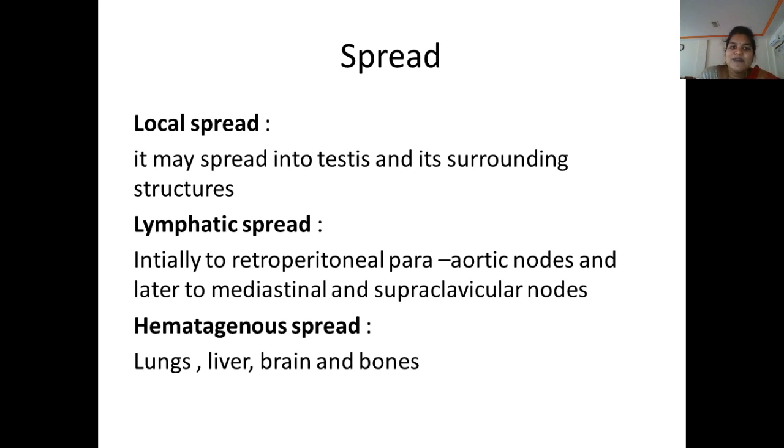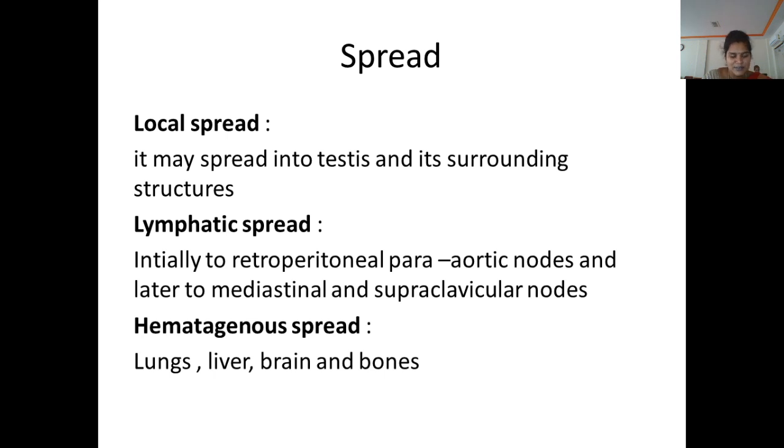The spread, how will it be? It may spread into the testis and into the surrounding tissues. So local spread means through the surrounding structures. Lymphatic spread means through the retroperitoneal or para-aortic nodes, it may travel to the mediastinum and supraclavicular nodes. Initially, retroperitoneal and para-aortic nodes. So through the retroperitoneal nodes and near the aorta there will be some nodes. Through that it may travel up to the mediastinum and supraclavicular nodes also.